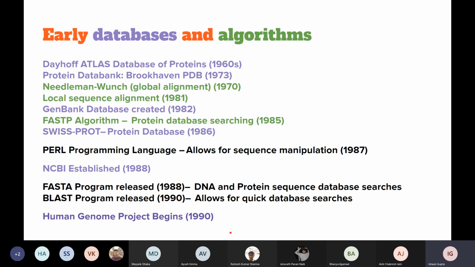Now, looking at this figure, can somebody tell me intuitively why we started first with protein databases? Sequencing of protein was available first, before sequencing of DNA. Yeah, that's correct. So can you guess why?